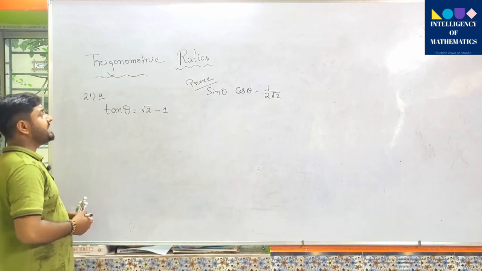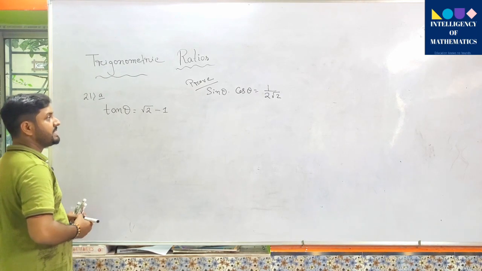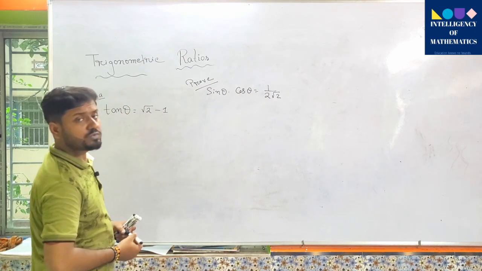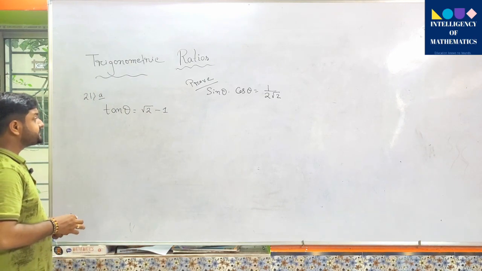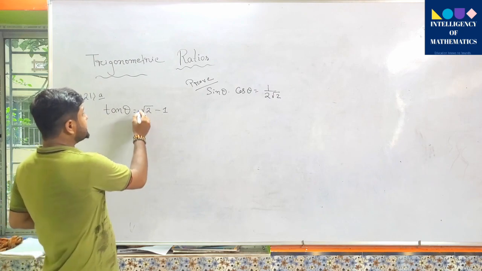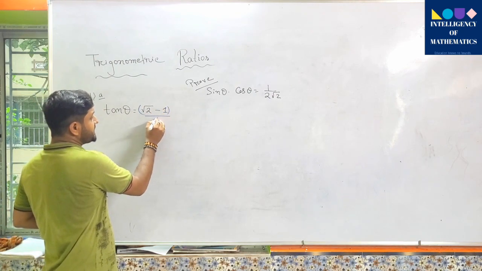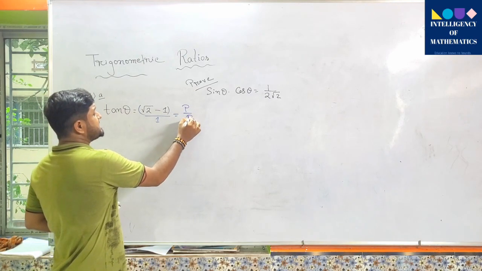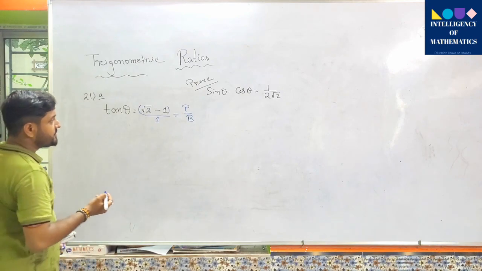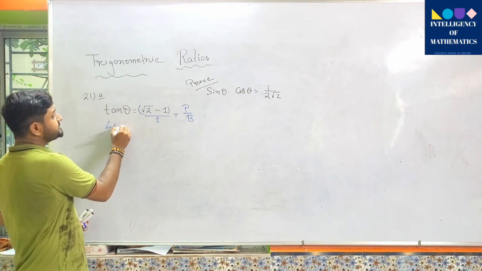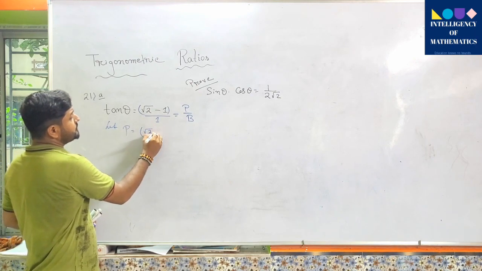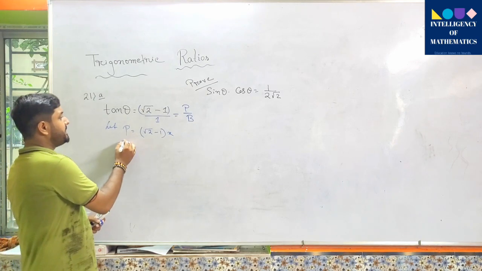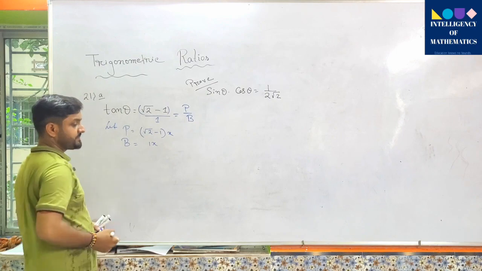Now this is given tan theta's value √2 minus 1, and we have to prove that sine theta into cos theta's value is coming this 2√2. How we'll try? This tan theta's value is given, down nothing means we can consider as 1, and we know perpendicular by base is the formula of tan. So from here we are getting perpendicular will be √2 minus 1. As I told, multiple of something has to be taken, that is x. Base we can take as 1x.